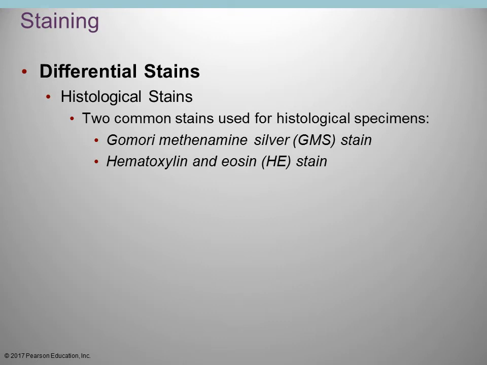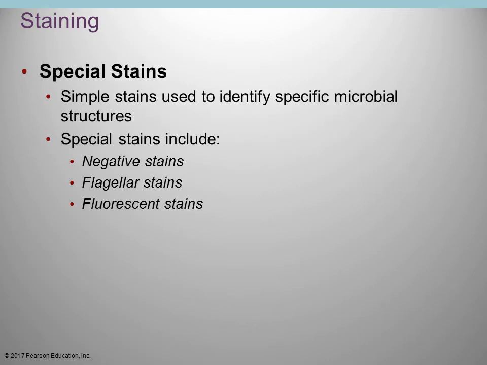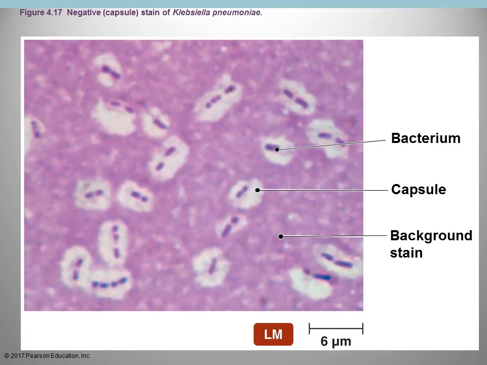As I said earlier, there are also differential stains that can be used when doing histological staining. There are a couple of common ones that are used here. And then we have some special stains. They tend to be simple stains that are used to look for certain specific structures in the microorganisms. Some of these special stains are things like a negative stain, flagella stain, and fluorescent stains.